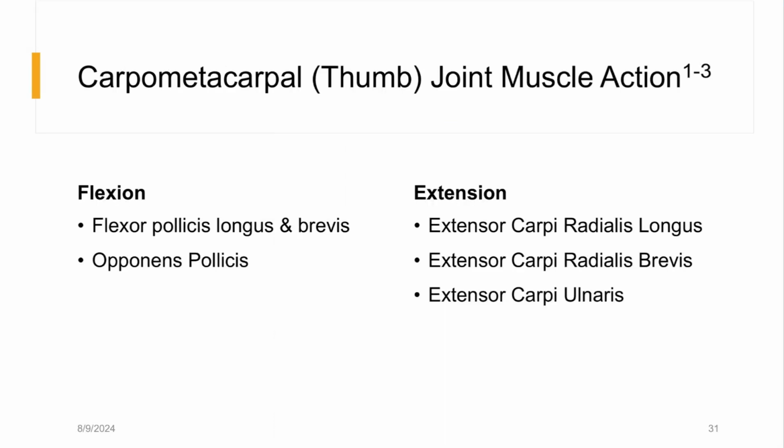All right, carpal metacarpal thumb joint muscle action. So with flexion, what muscles predominantly produce flexion? That would be flexor pollicis longus and brevis, along with opponens pollicis. And the muscles that predominantly produce extension at the CMC joint are your extensor carpi radialis longus, extensor carpi radialis brevis, and extensor carpi ulnaris.